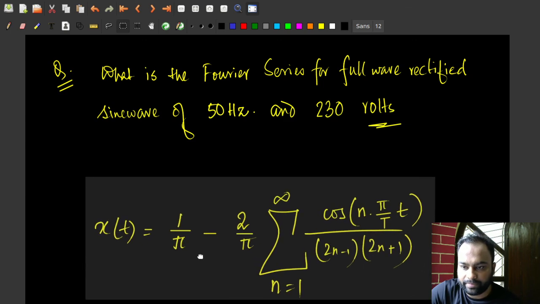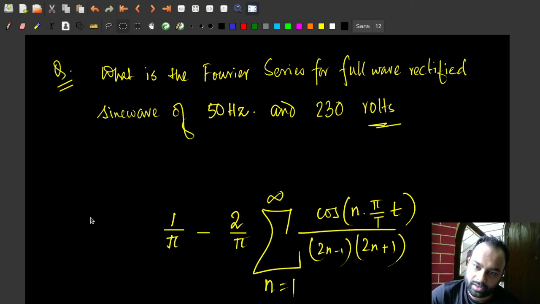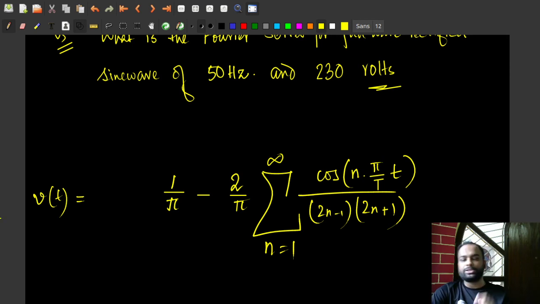So I have this, because I shall have to modify this expression anyway. Instead of x(t), I'm saying this is a full wave rectified v(t), the full wave rectified voltage waveform. Please do tell me, what is the first thing we should take care of here?